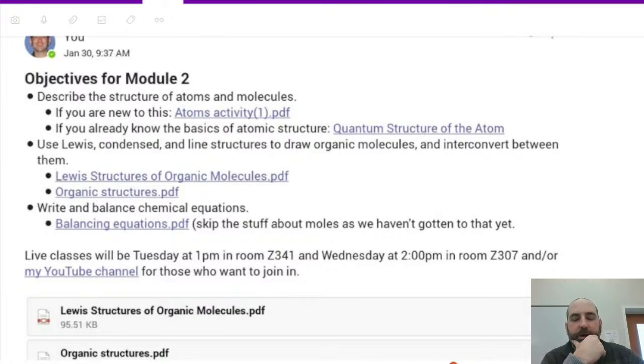There are a couple main objectives for this module. We want you to be able to describe the structure of atoms and molecules. And when I say describe, I specifically mean being able to determine the number of particles in different atoms. Then we're going to use these structures to draw molecules. We're not going to do that today. We'll start that tomorrow. And then we will balance some chemical equations and talk about some chemical reactions, and that will be a big part of the lab tomorrow as well.